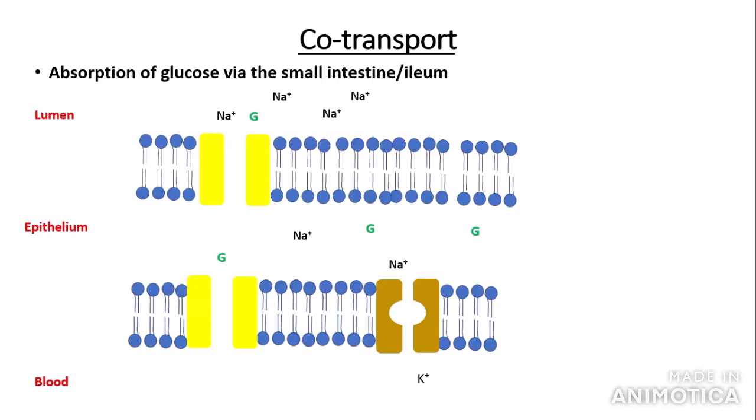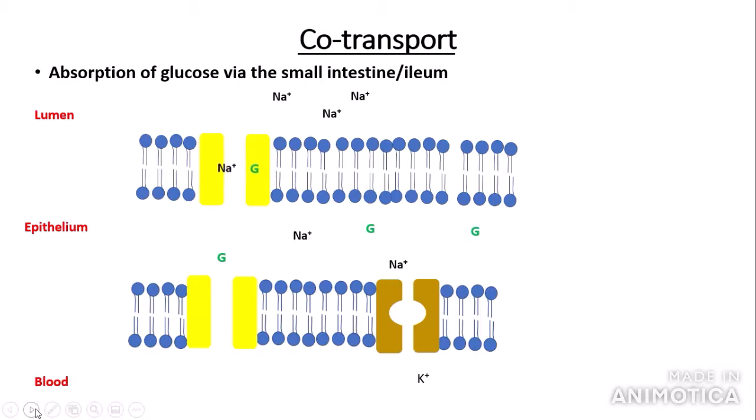So the first step in this process is sodium ions and glucose, which is denoted by the green G here, are co-transported from the lumen to the epithelium. The lumen is a space inside the small intestine, and the epithelium are cells that line the small intestine. So sodium is going down its concentration gradient and glucose is going against its concentration gradient.